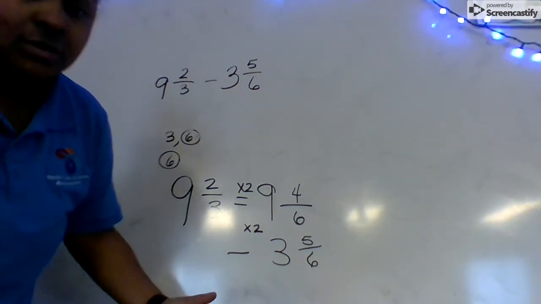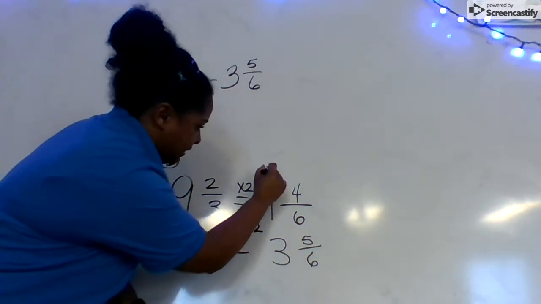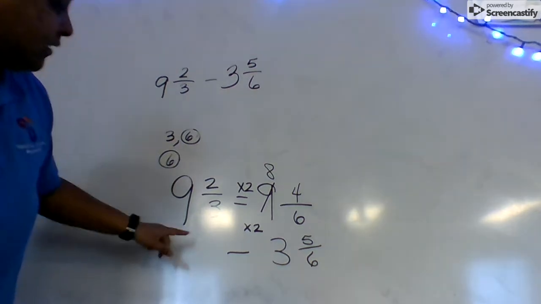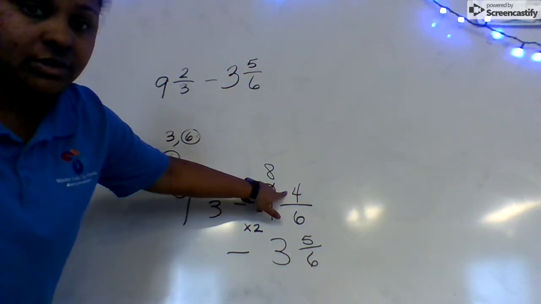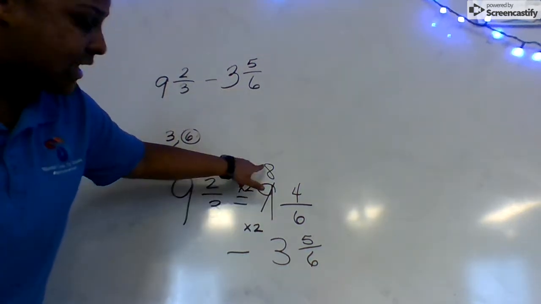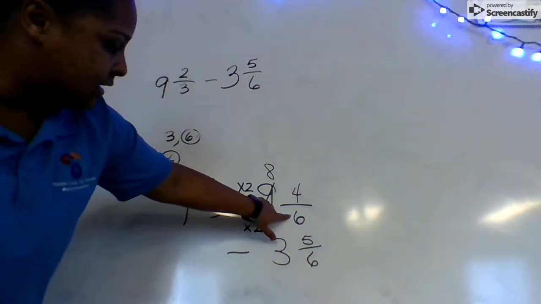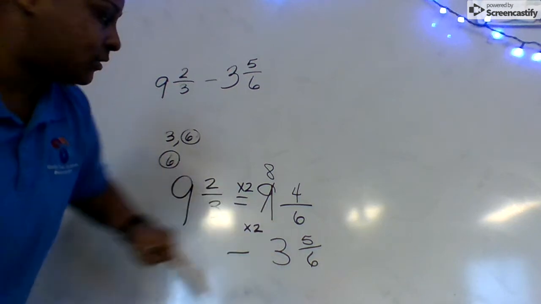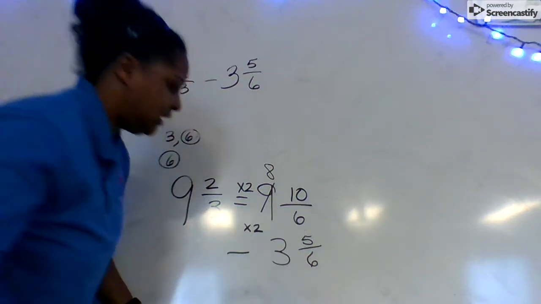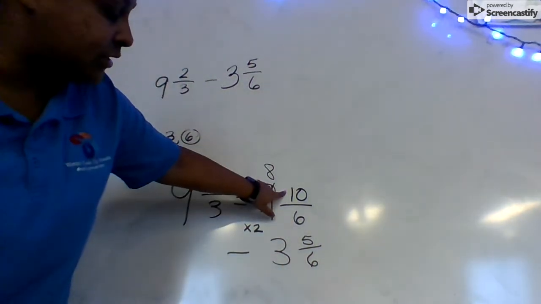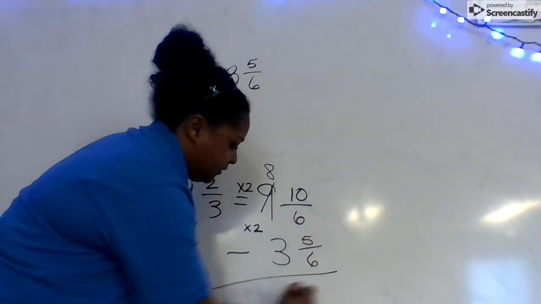So what I have to do is borrowing. I will borrow from the 9, and now I have given myself 6 more parts for the numerator. By making this an 8, I've cashed in one whole. And how much is one whole? 6. So now I have 6 plus 4, which is 10. Now I have enough parts to subtract. So 10 minus 5 is 5.